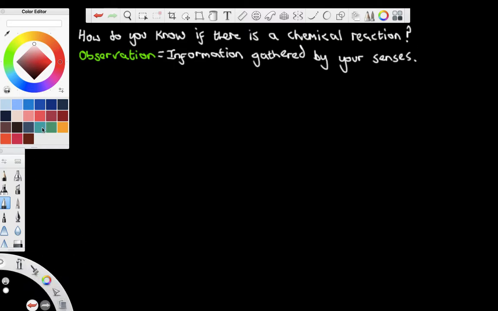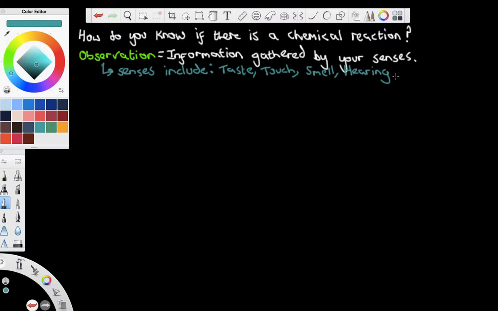So we can put underneath here, senses include taste, touch, smell, hearing, and sight. So you may taste something has happened. You may touch and feel that something has happened.